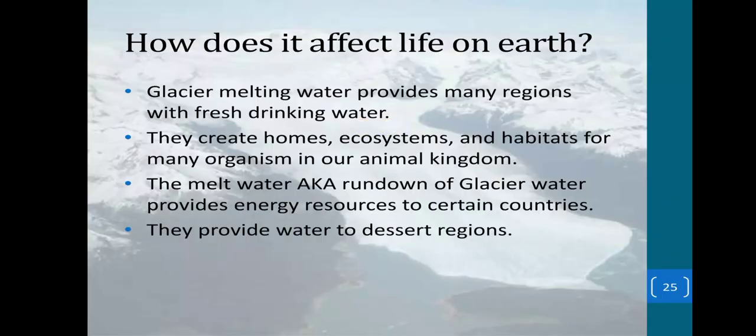So how does it affect life on Earth? Glacier meltwater provides many regions with fresh drinking water. They create homes, ecosystems, and habitats for many organisms in our animal kingdom. The meltwater, aka runoff of glacier water, provides energy resources to certain countries. They provide water to desert regions.